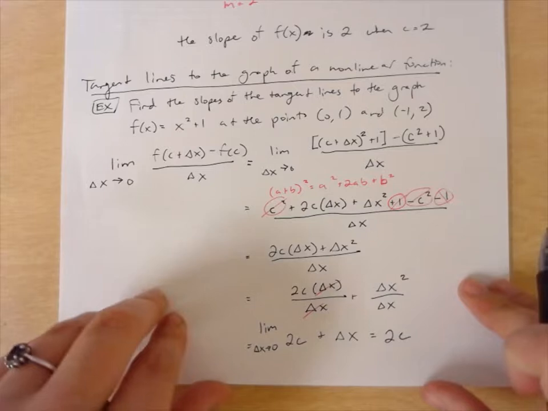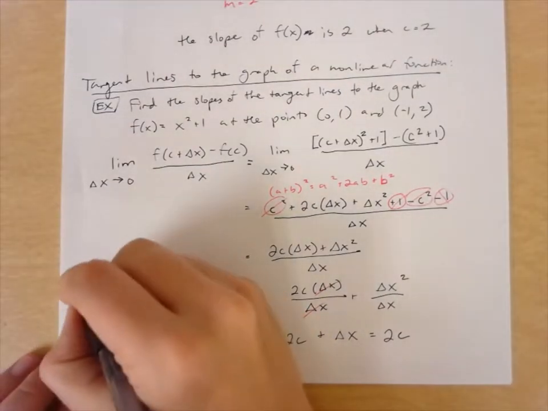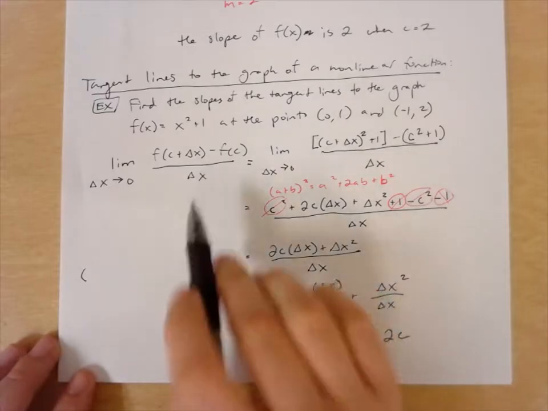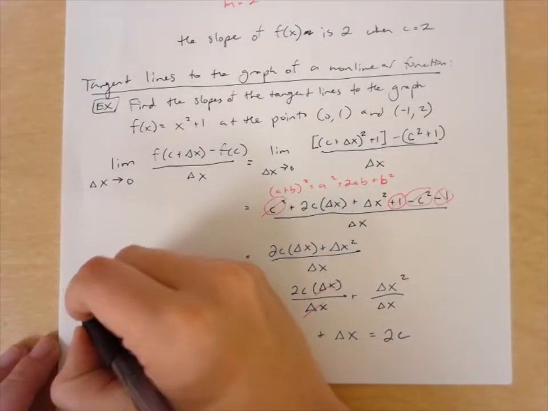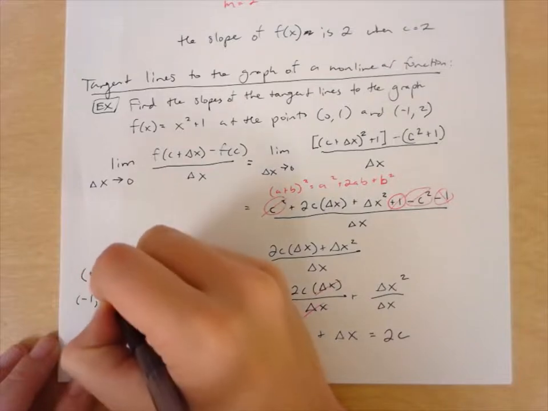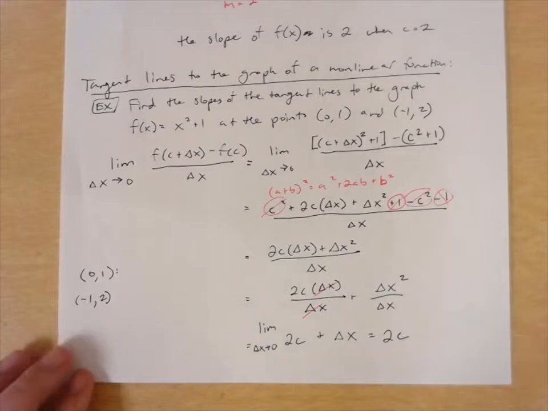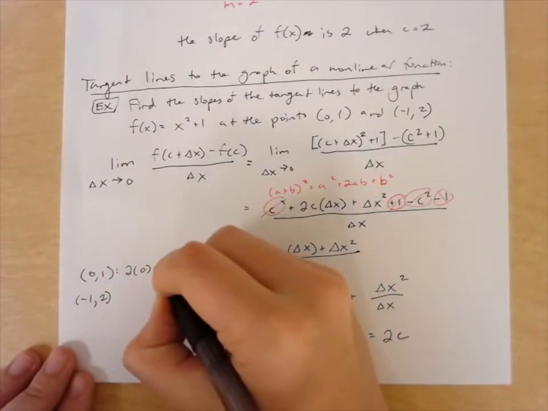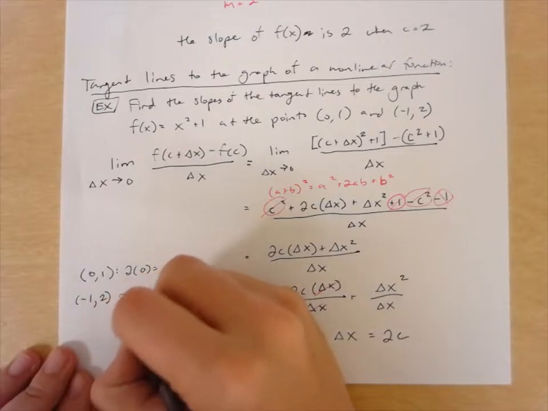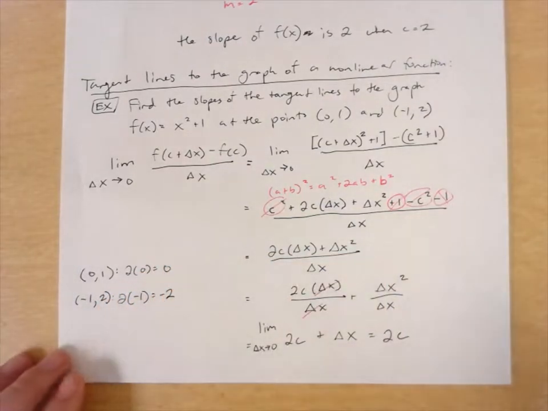Let me do that on a separate sheet of paper. Or you know what, I'll just do that over here. So if we wanted to find the points 0, 1, and negative 1, 2, we would substitute in our x values for c. So we would have 2 times 0, which would be 0. And here we'd have 2 times negative 1, which would be negative 2.